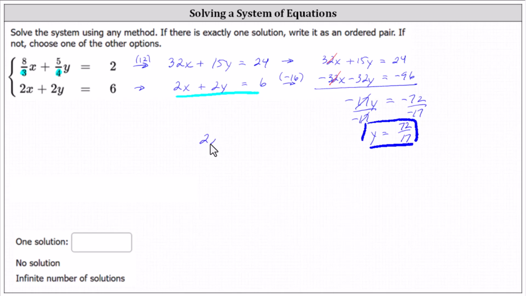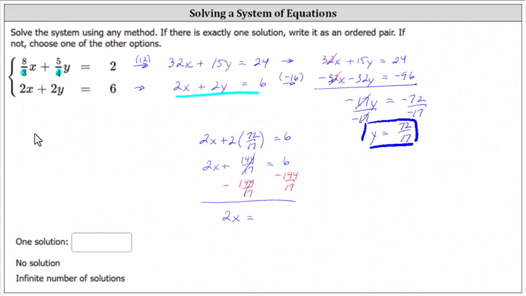This gives us 2x plus 2 times 72 divided by 17 equals 6. 2 times 72 divided by 17 equals 144 divided by 17, giving us 2x plus 144 divided by 17 equals 6. Next, we subtract 144 divided by 17 on both sides. Simplifying, we have 2x equals 6 minus 144 divided by 17. Let's work this out on the side.